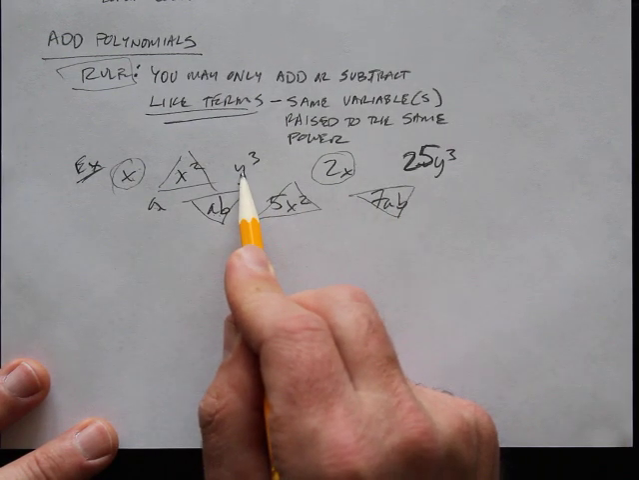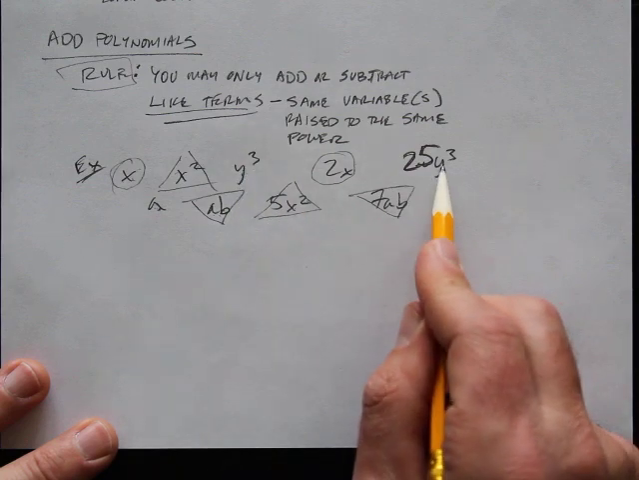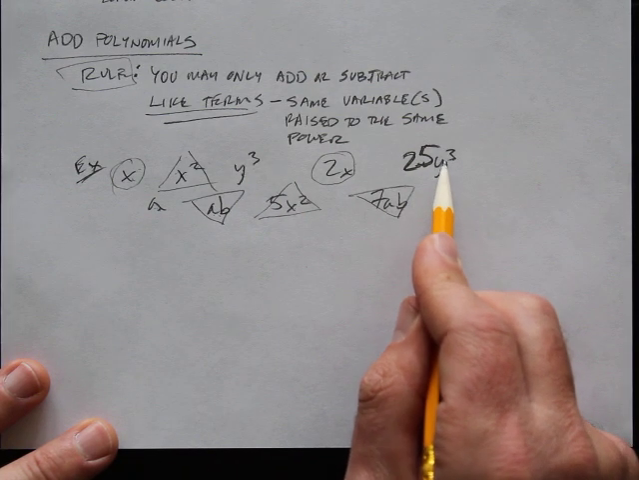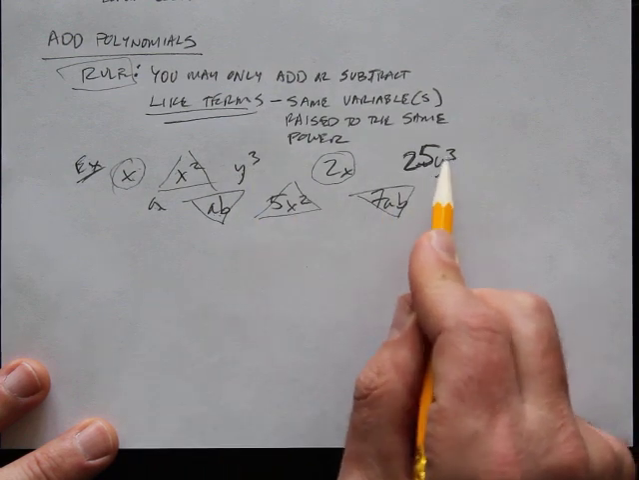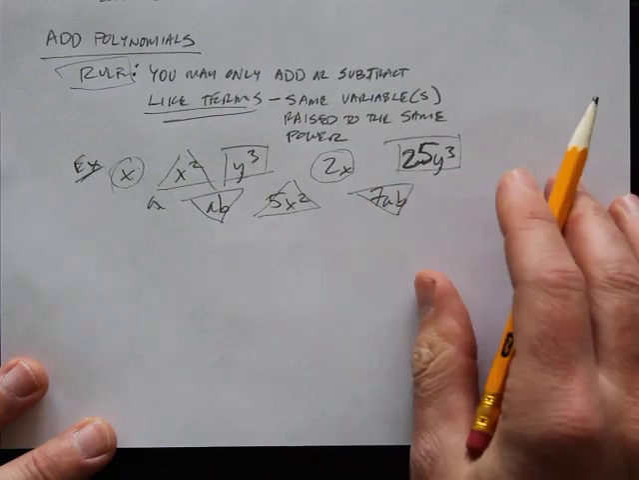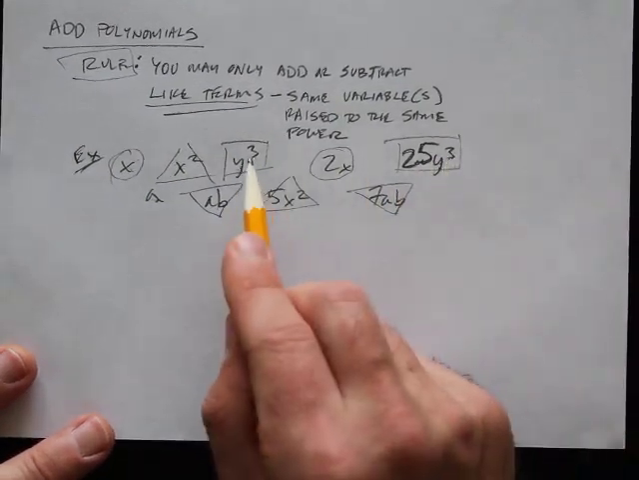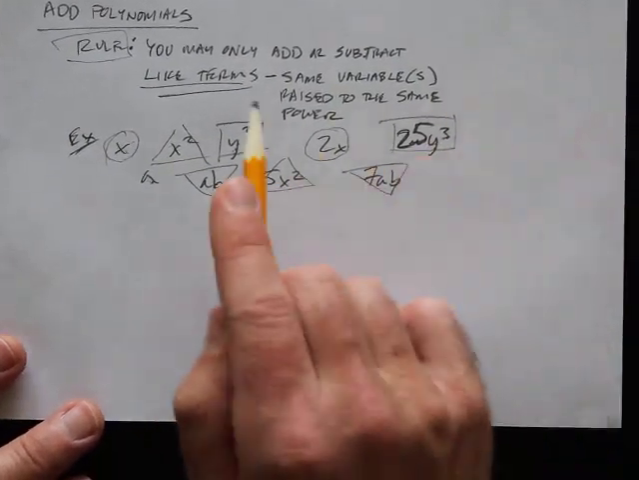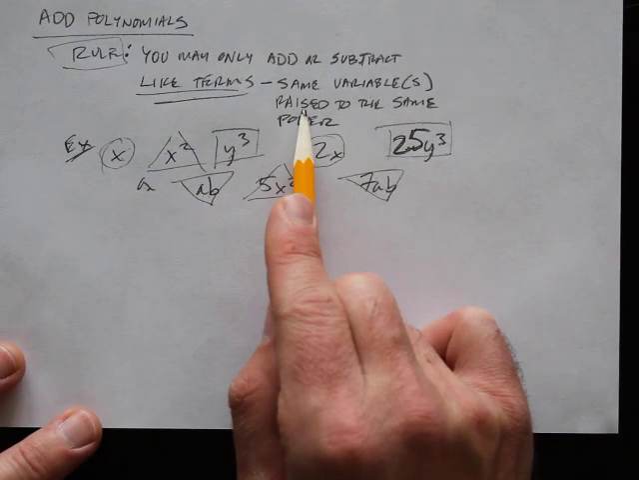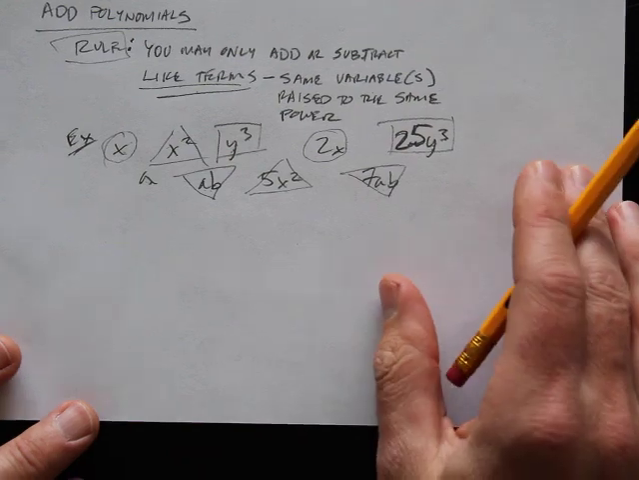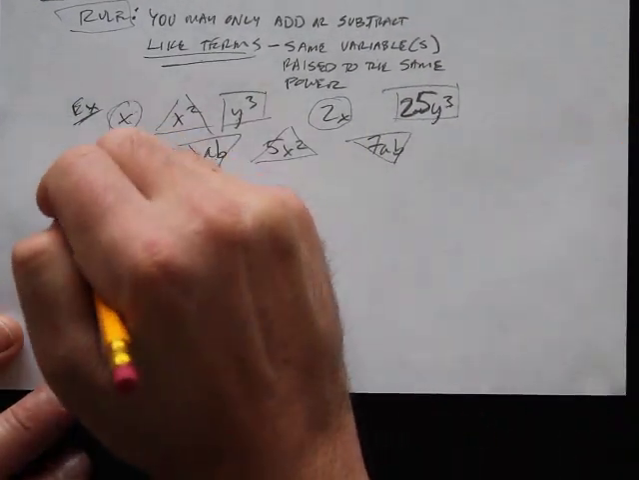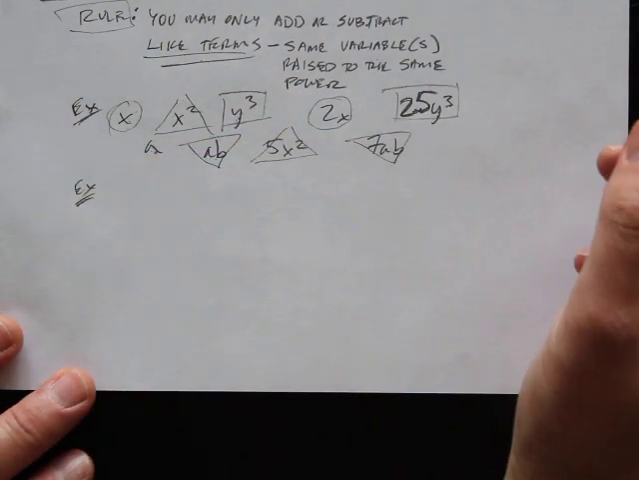Now let's check this y cubed. Here's another y cubed, so this is 25y cubed, the same variable raised to the same power. I'm going to box those in, and now these can be added or subtracted. Only like terms that have the same variables, raised to the same power, can be added or subtracted from one another. All right, let's do an example that looks like an expression.